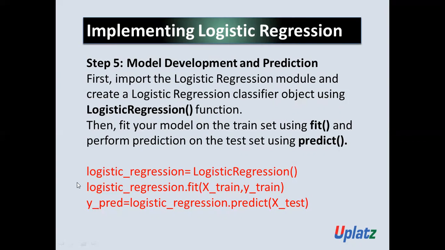So what is my model? The regression classifier object, this one. So logistic_regression.predict. And which data do I need to use this time? Testing data, x_test, and the result of this you can assign to y_predict. So let's perform this step 5.